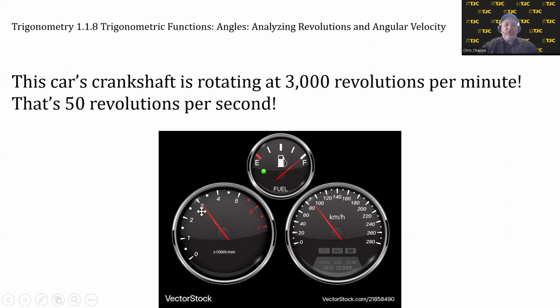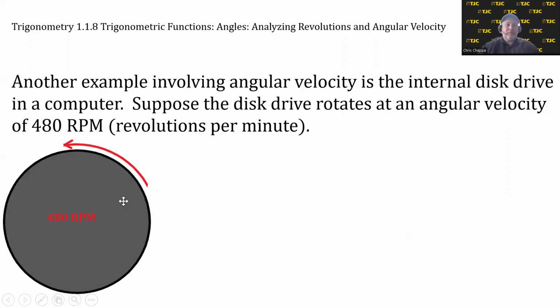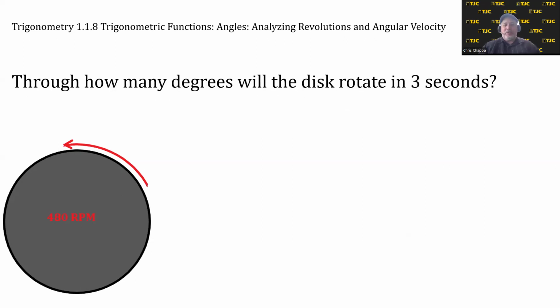So when you rev up your engine and you see this needle go up, your crankshaft is rotating really fast, sometimes too fast. Another example of angular velocity is the internal disk drive in a computer, which is literally a spinning disk. Suppose the disk drive rotates at an angular velocity of 480 RPMs, revolutions per minute. Through how many degrees will the disk rotate in 3 seconds?